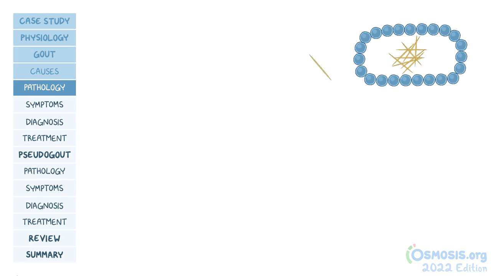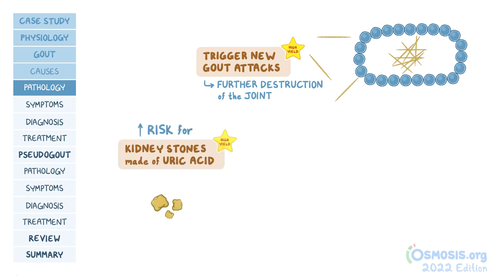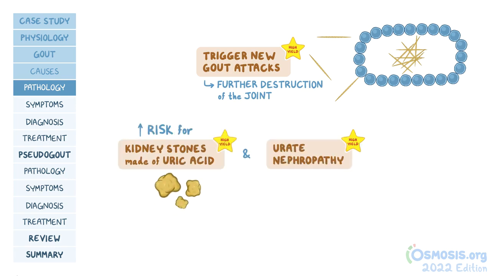Sometimes, though, some of these crystals can get past the wall and trigger new gout attacks, which brings further destruction to the joint. Individuals with chronic gout are also at an increased risk for developing kidney stones made of uric acid, as well as urate nephropathy, which is when urate crystals deposit into the interstitium of the kidney.